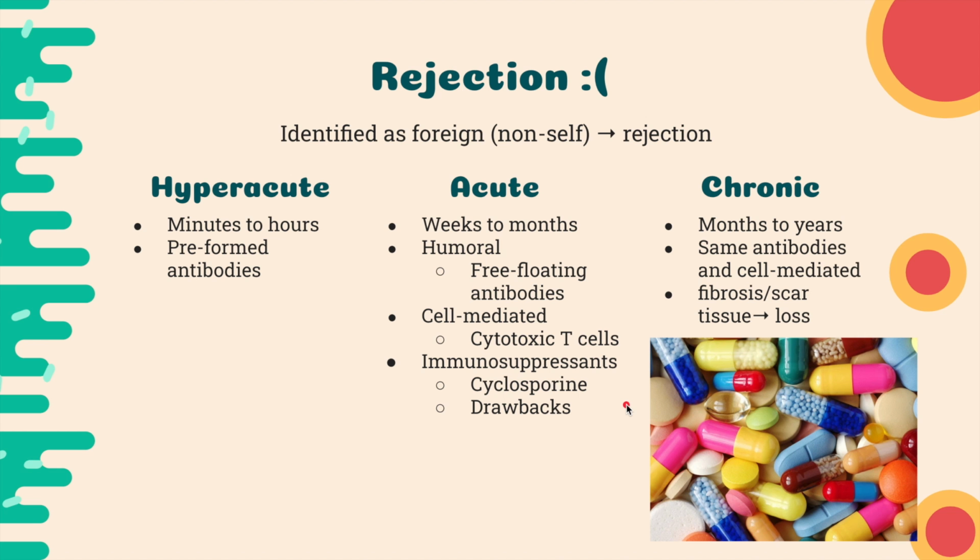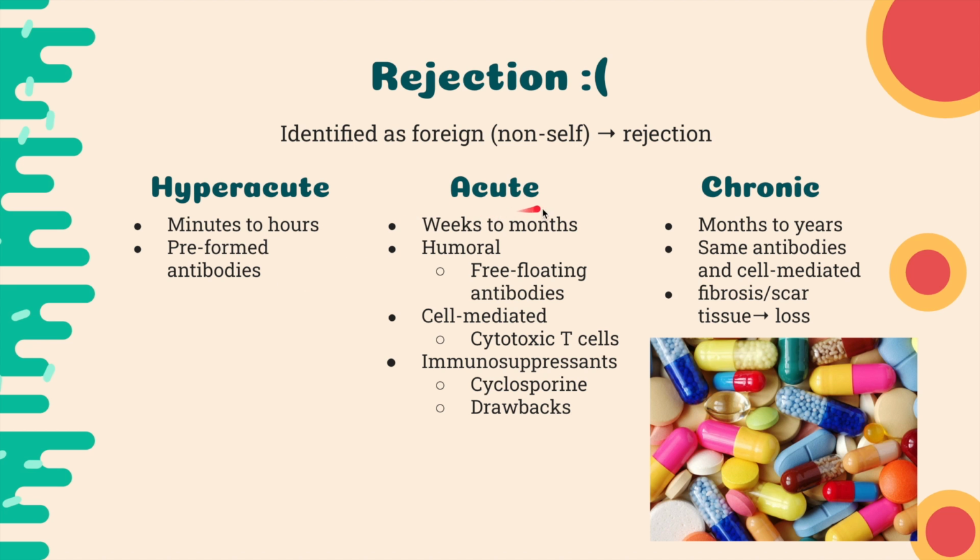Now we'll go through the types of rejection. Just remember, rejection is when the organ is identified as foreign, so the body kills the cells and rejects it. The first is hyperacute rejection. This occurs minutes to hours after the organ is put in. Doctors will actually wait 10 minutes to see if the organ starts changing color, and if it does, they'll take it out. This is due to preformed antibodies.